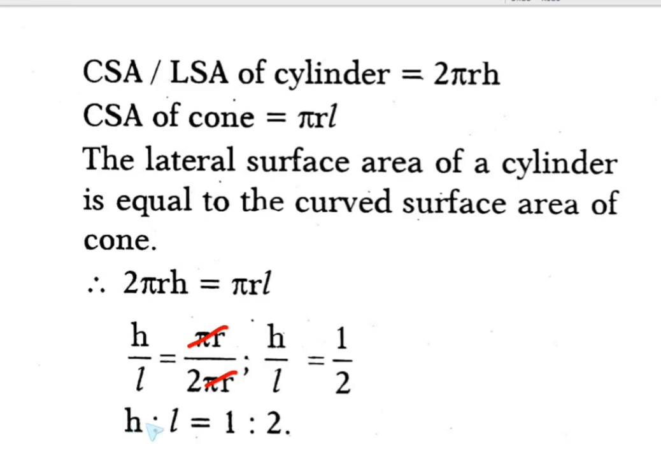Height and the slant height of the cone. The ratio of the height of the cylinder to the slant height of the cone is 1 is to 2.